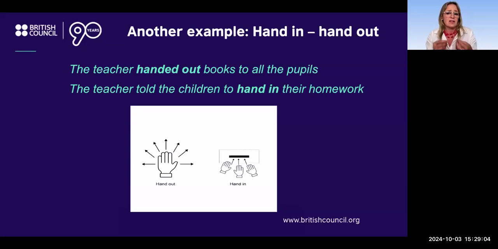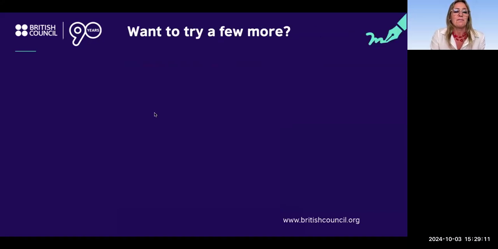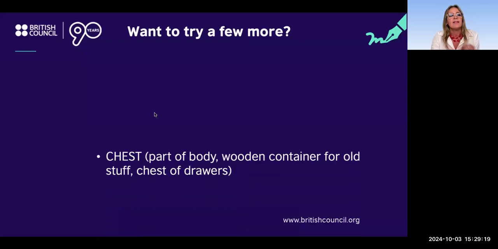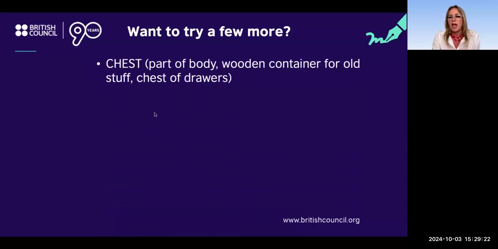Of course, these are just a few chosen examples, but you can really develop them for many, many phrasal verbs. Now, I would like you to try a few more. So the first one is chest, meaning part of your body, or a wooden container for old objects, or a chest of drawers. So if you had to draw one single concept that is common to all of these meanings, what would you draw?